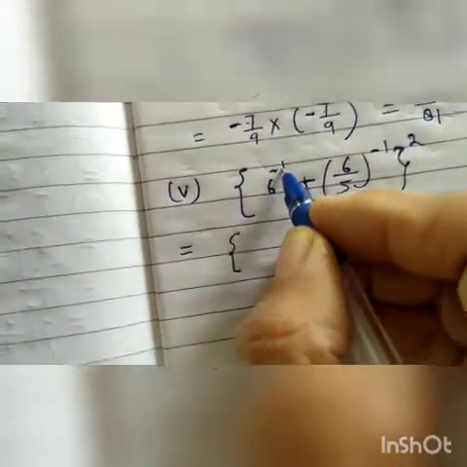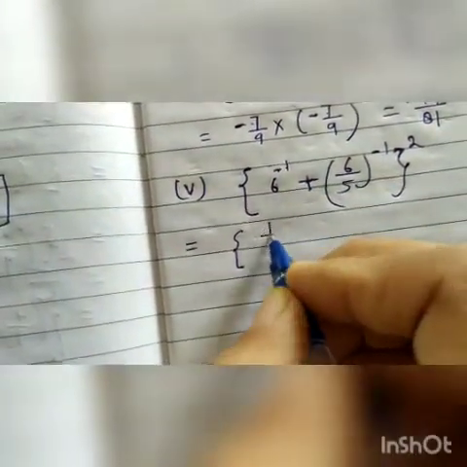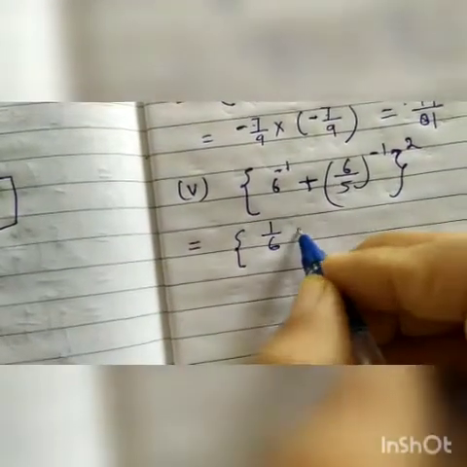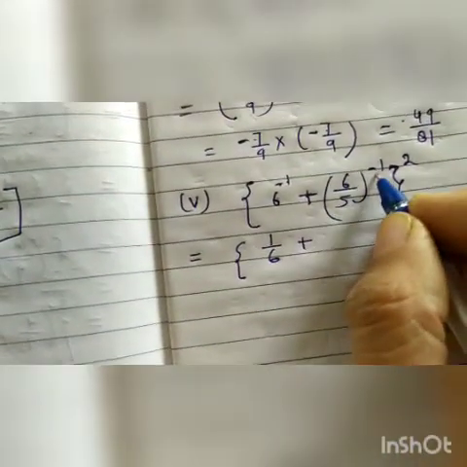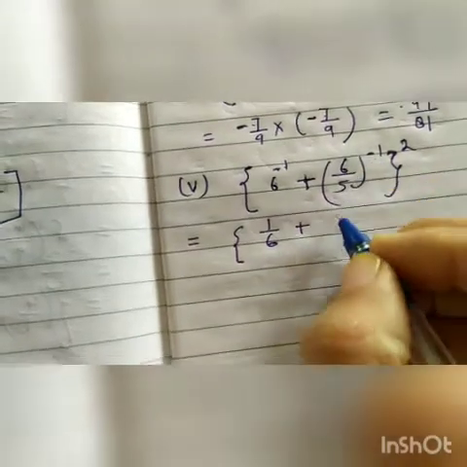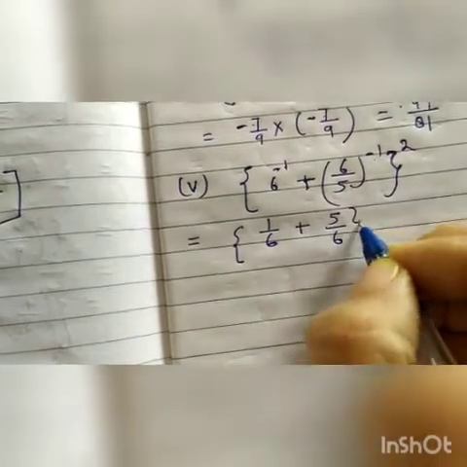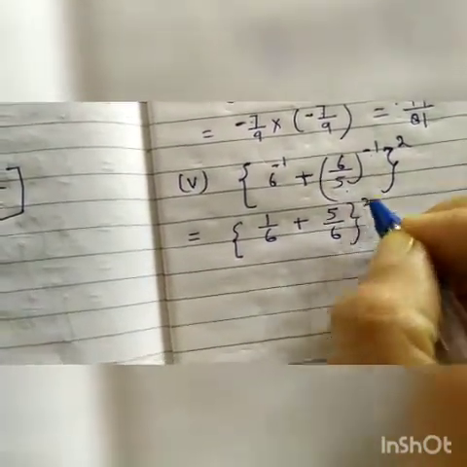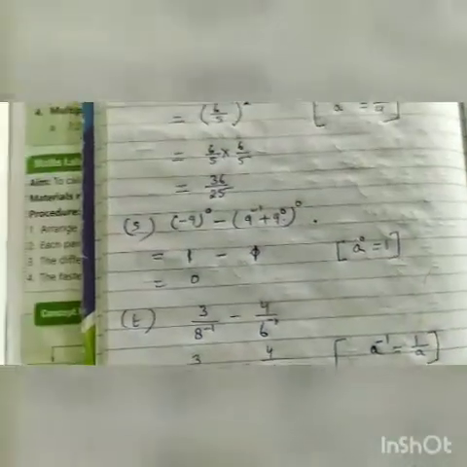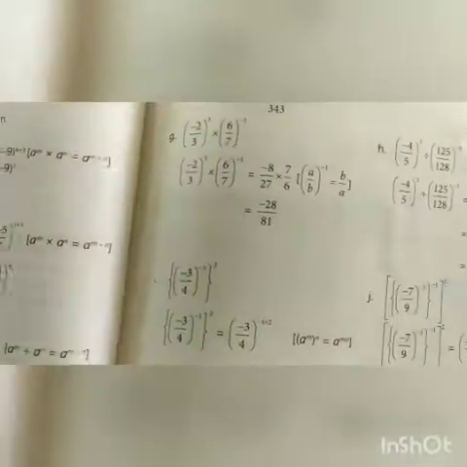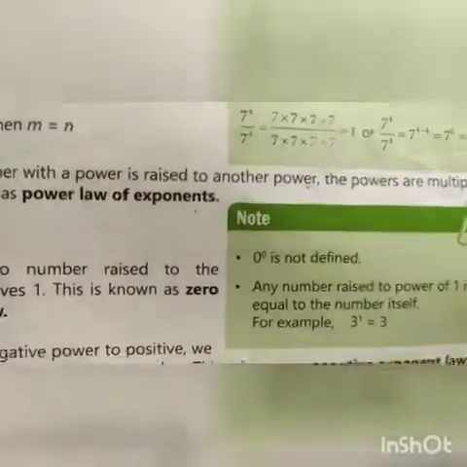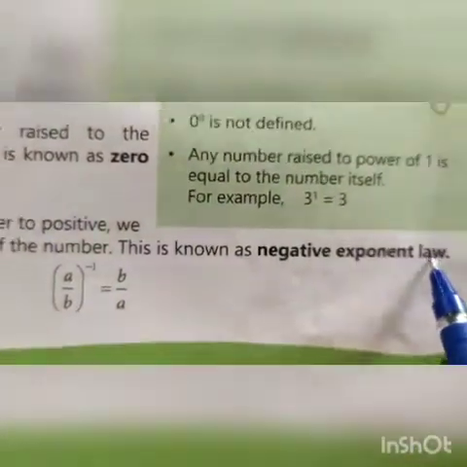This is 6 power minus 1. So we will write it 1 upon 6 plus. This is 6 upon 5 power minus 1. It will be written as 5 upon 6. We will write its reciprocal whole power 2. Which law we have used here? I have used here this law, negative exponent law.